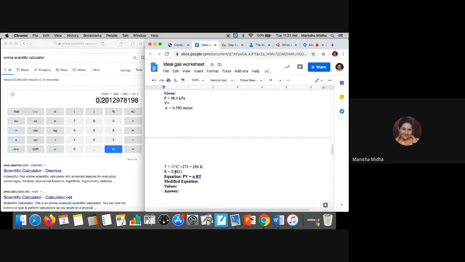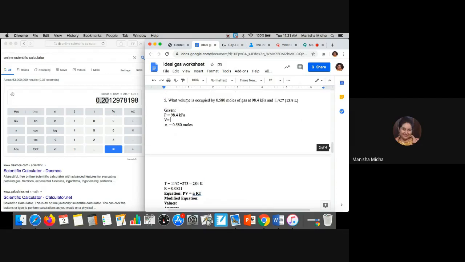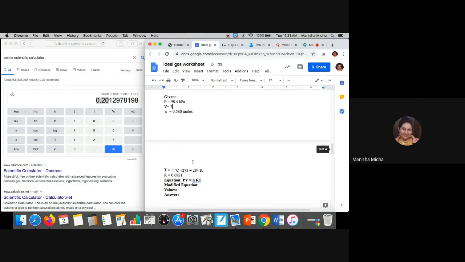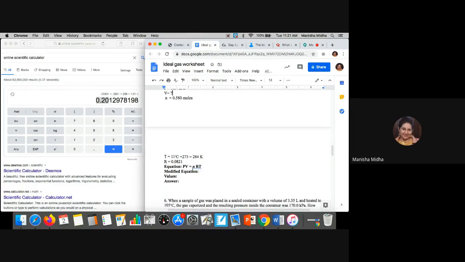R is a constant, which I'm giving in all the questions. It's already provided. And the question says what volume. So V is our question mark. Now, the equation is also given in this here. The modified equation is similar to question number 1, which I solved before. So volume is equal to nRT divided by P. Because volume is unknown, I have put it alone, separate, isolated. And pressure, the P, moved to the other side and it's dividing.